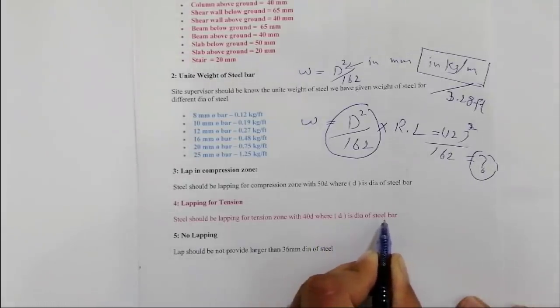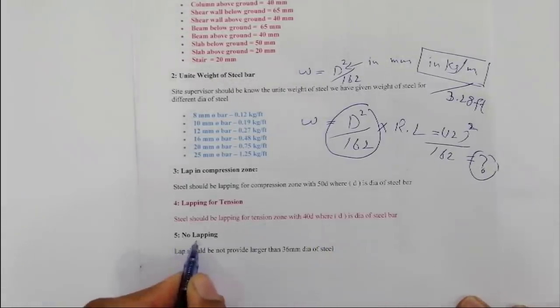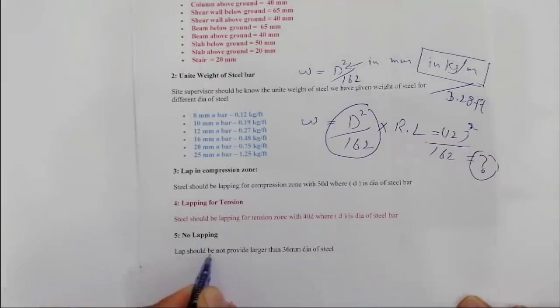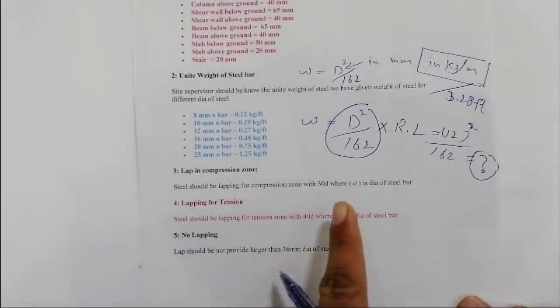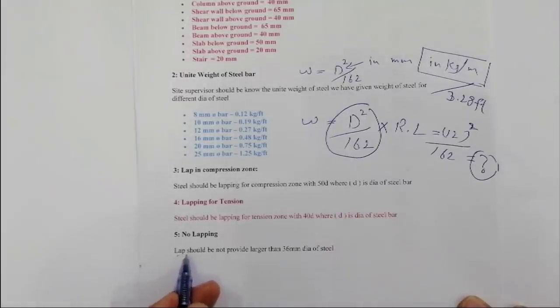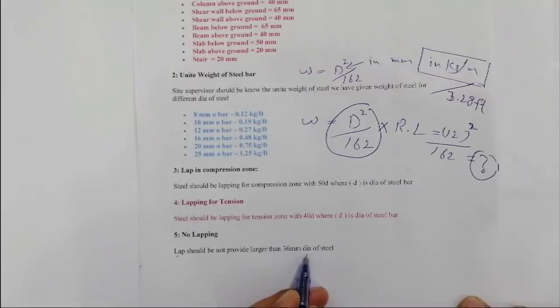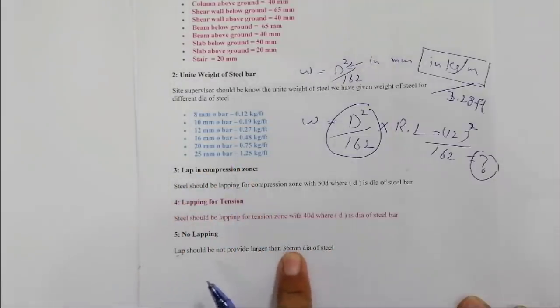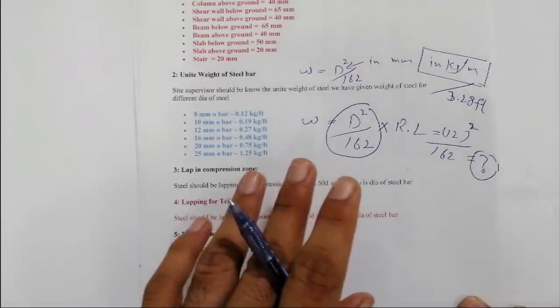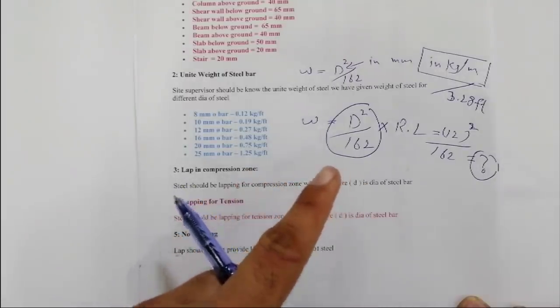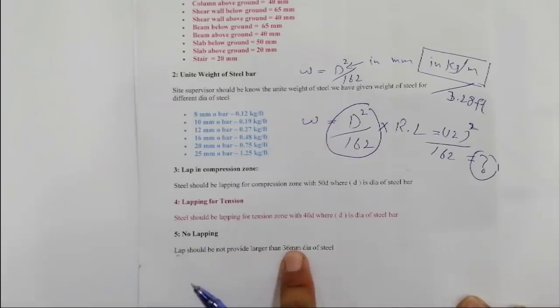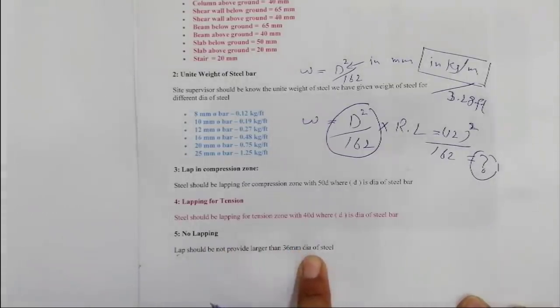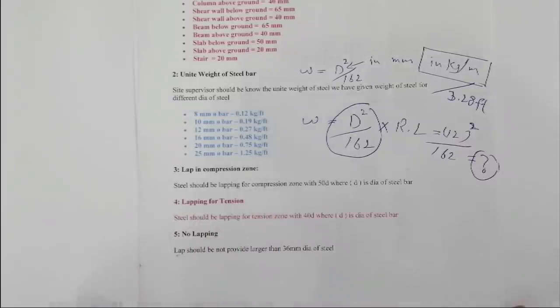Now here the fifth one we have no lapping, means don't provide the lapping length. Lap length should not be provided for steel larger than 36 millimeter dia. Means if the dia of steel is more than 36 millimeter, there we should not provide the lapping length, but you can weld it, right? But don't provide lapping length for more than 36 millimeter dia of steel, right?